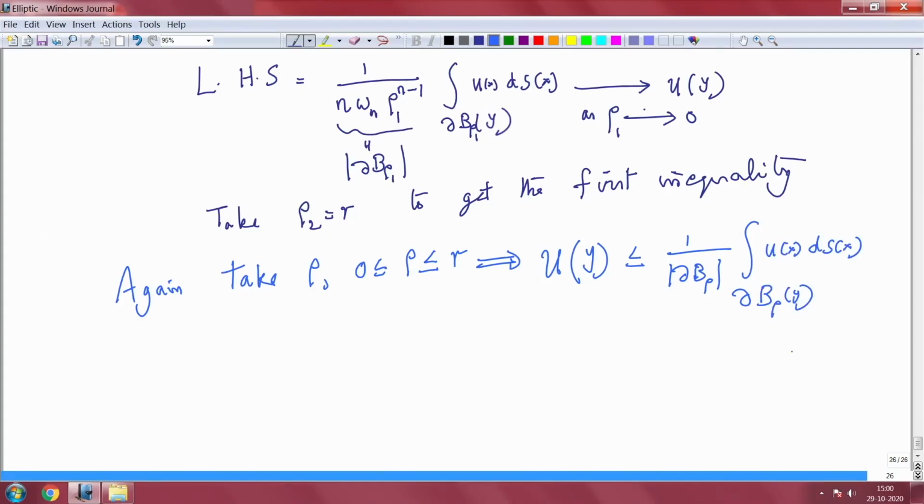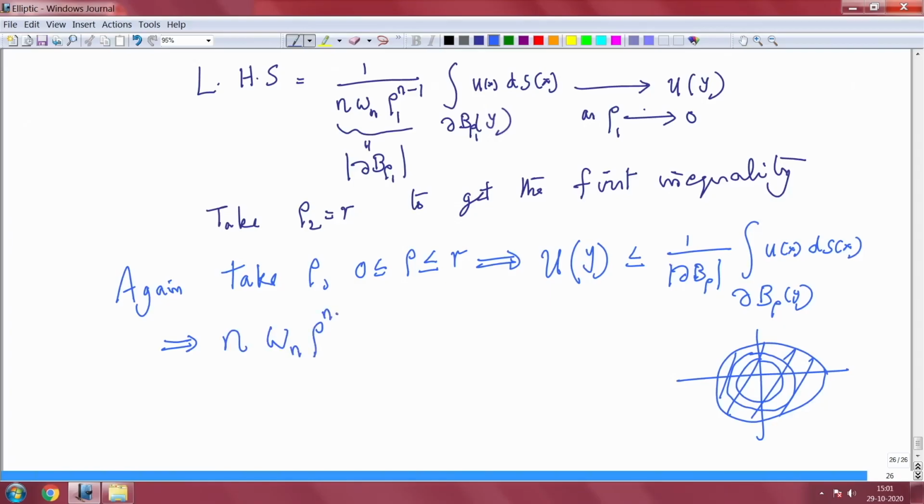I know how to evaluate this. Yesterday, in the previous lecture, if you want to get a volume integral, what you do is take surface integrals over all balls. This is again something we have to think about and then integrate, and that is what we are going to do. So you take |B rho| to the left hand side, and you get n omega n rho power n minus 1 u of y is less than or equal to the integral over ∂B rho of y of u of x dS of x.